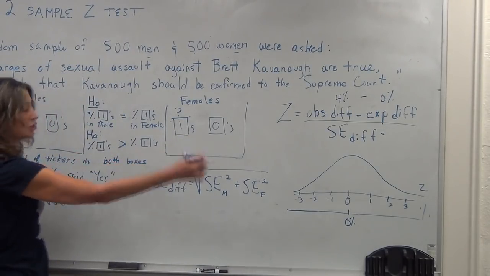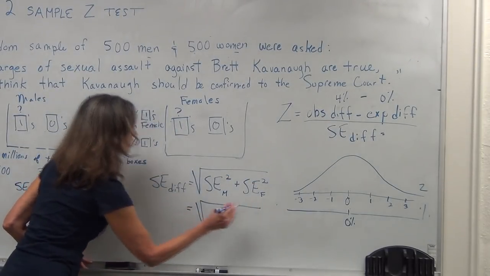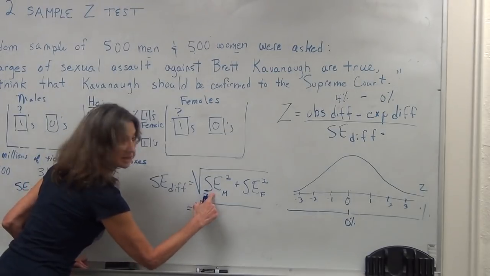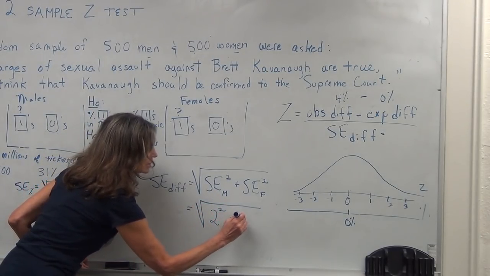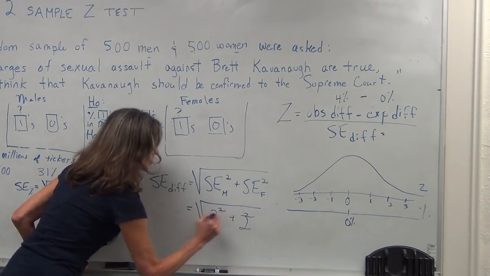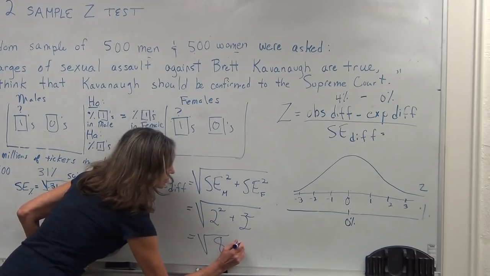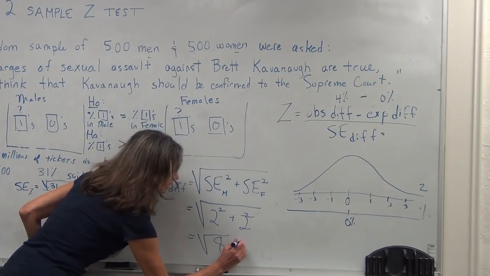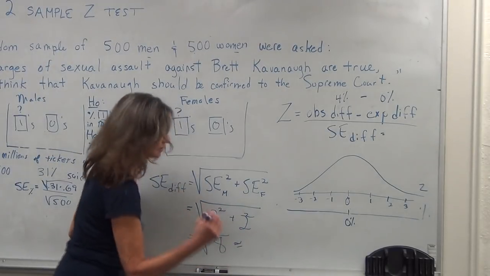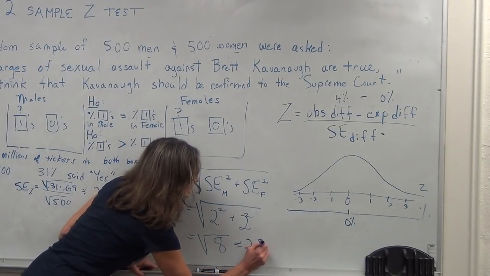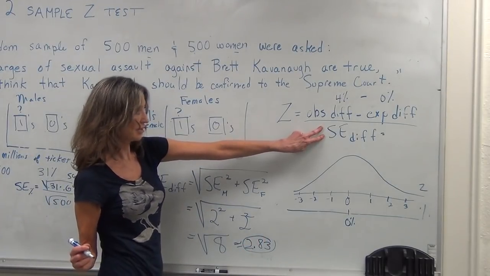So in this case, what should we put in the denominator? Well, it would be the square root of the standard error, 2% squared, plus, they were the same, 2 squared, which is equal to the square root of 8, which is approximately, the square root of 8 is 2, a little bit less than 3, 2.83.